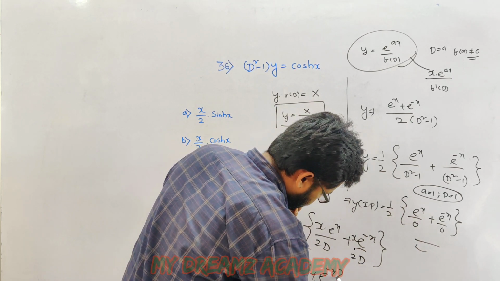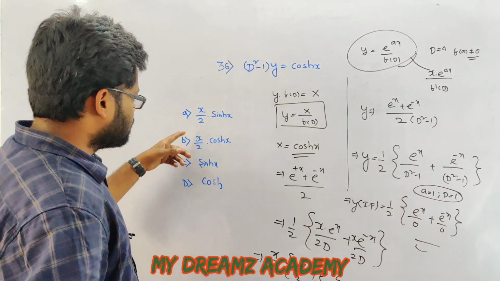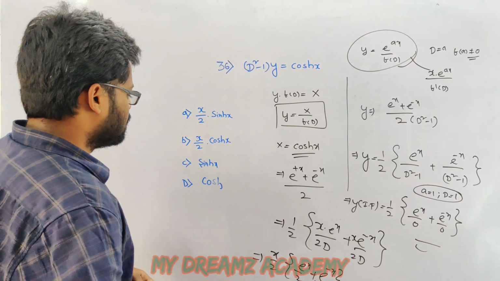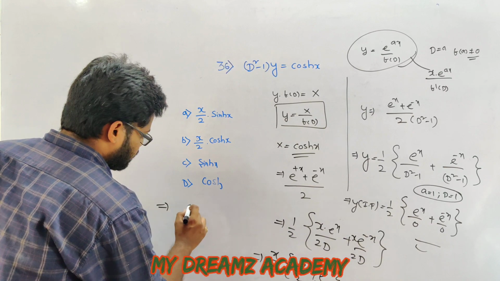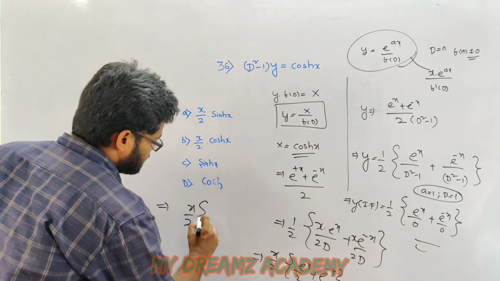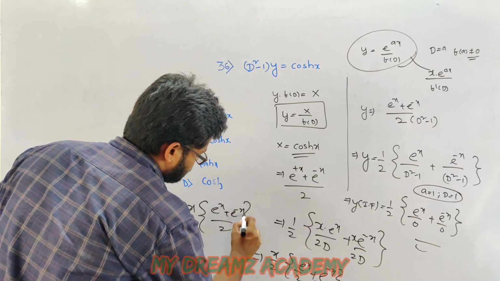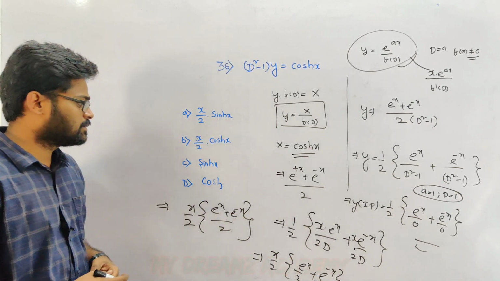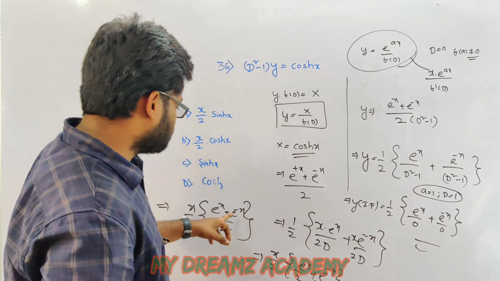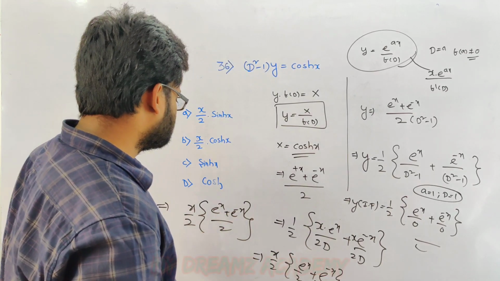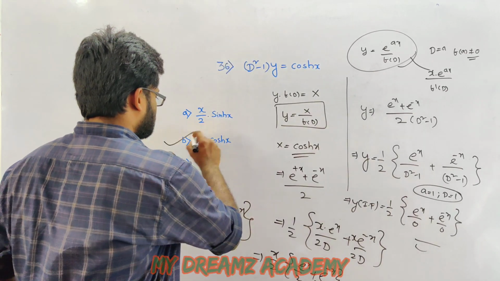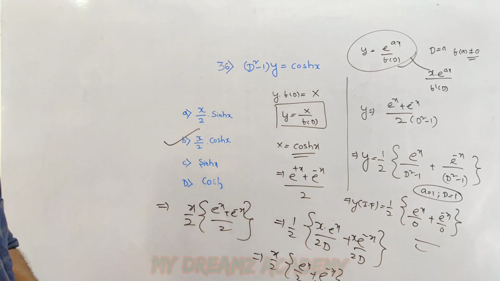And see the options, no option is giving like that, so we need to simplify this one further, that is x by 2 write as it is, e power x plus e power minus x divided by 2. What is the value of e power x plus e power minus x divided by 2? That will give x by 2 cos hx.